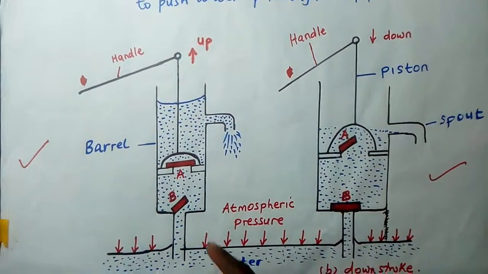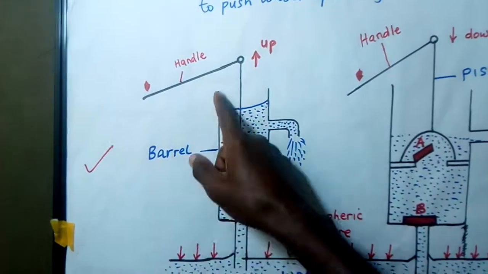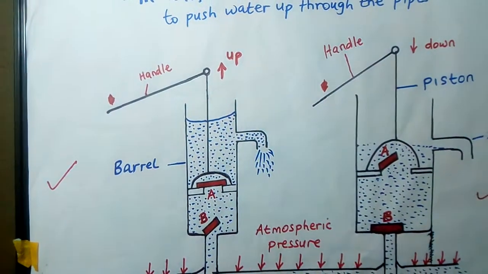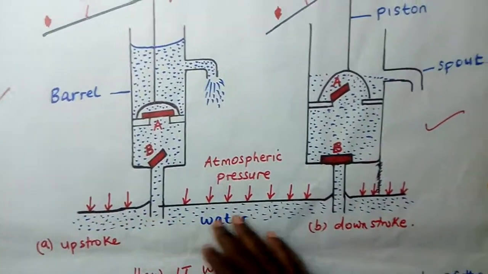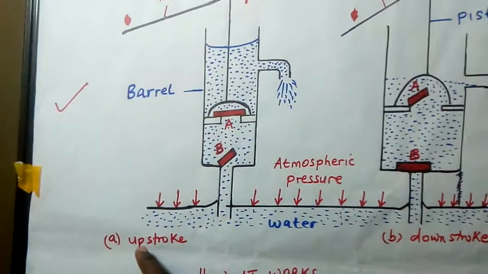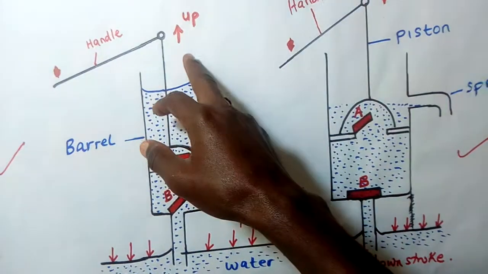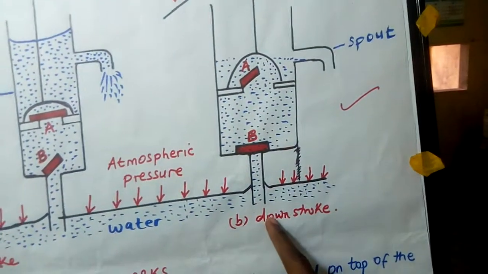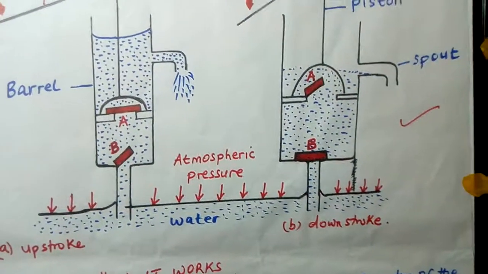Here you have the barrel, and inside there is water. Now let us see atmospheric pressure. This is our well down here. This first diagram shows the upstroke, that is when the piston moves up. And this diagram shows the downstroke, when the piston moves down. So let us see what happens during the upstroke.